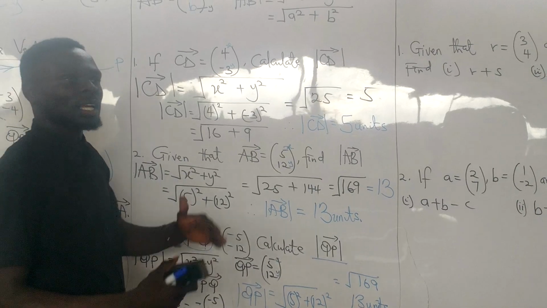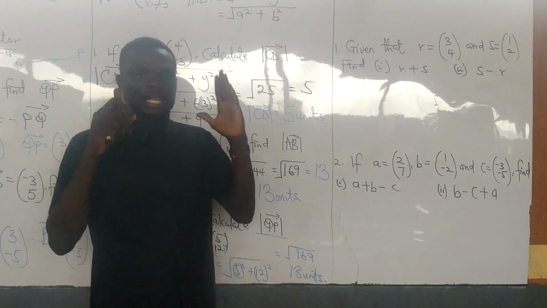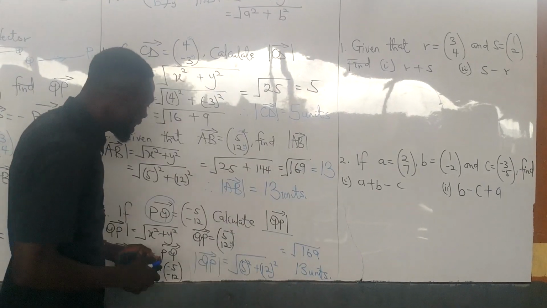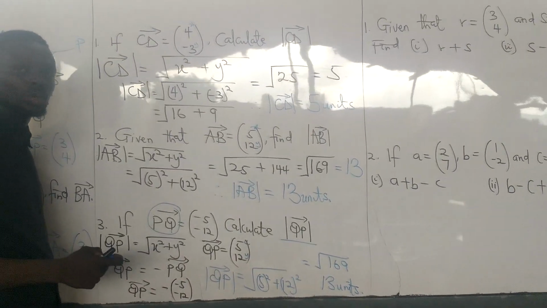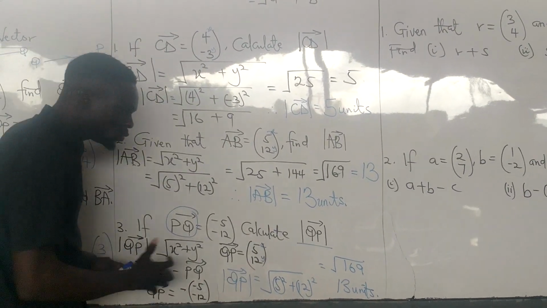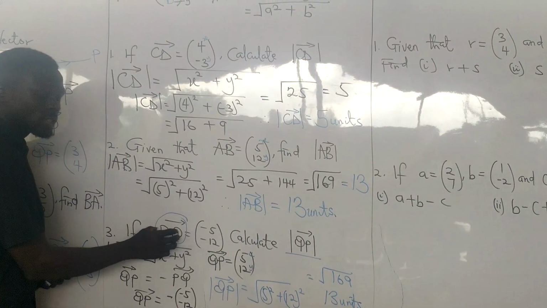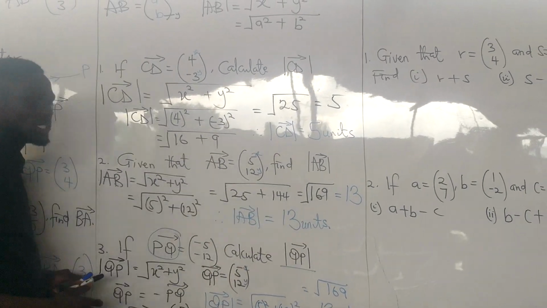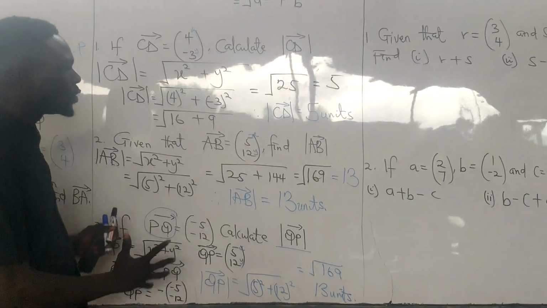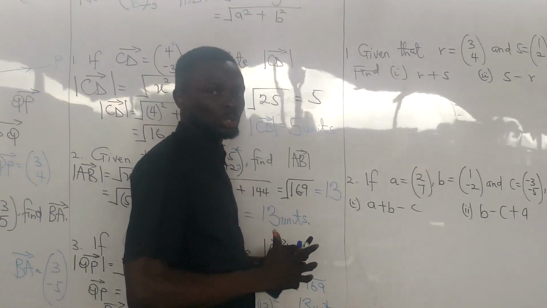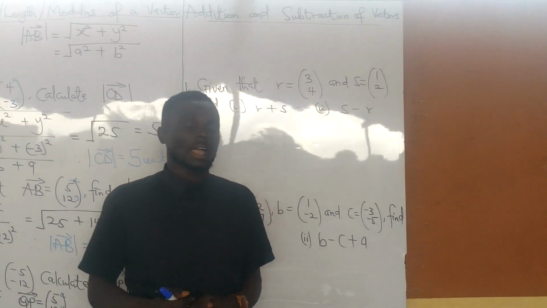Now note that the inverse of a vector has the same magnitude. So the magnitude of PQ is the same as the magnitude of QP. And since we have to find QP, but we've been given PQ, we find the inverse of PQ to calculate the magnitude of QP. And that is how we calculate the magnitude of a vector, the length or the modulus of a vector.